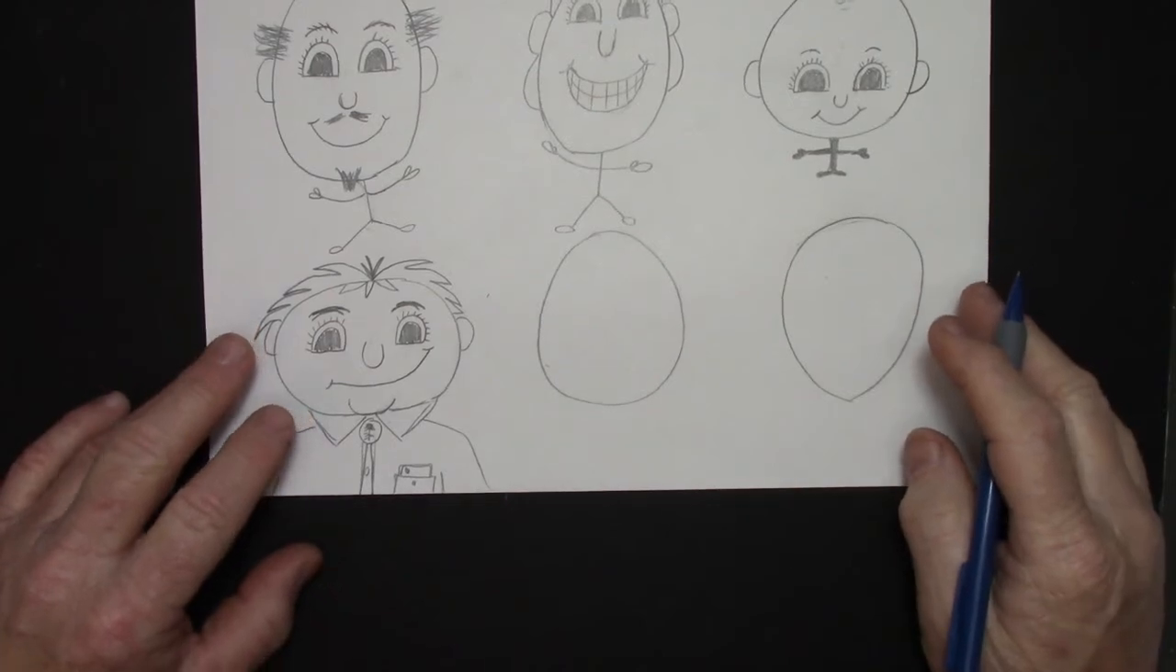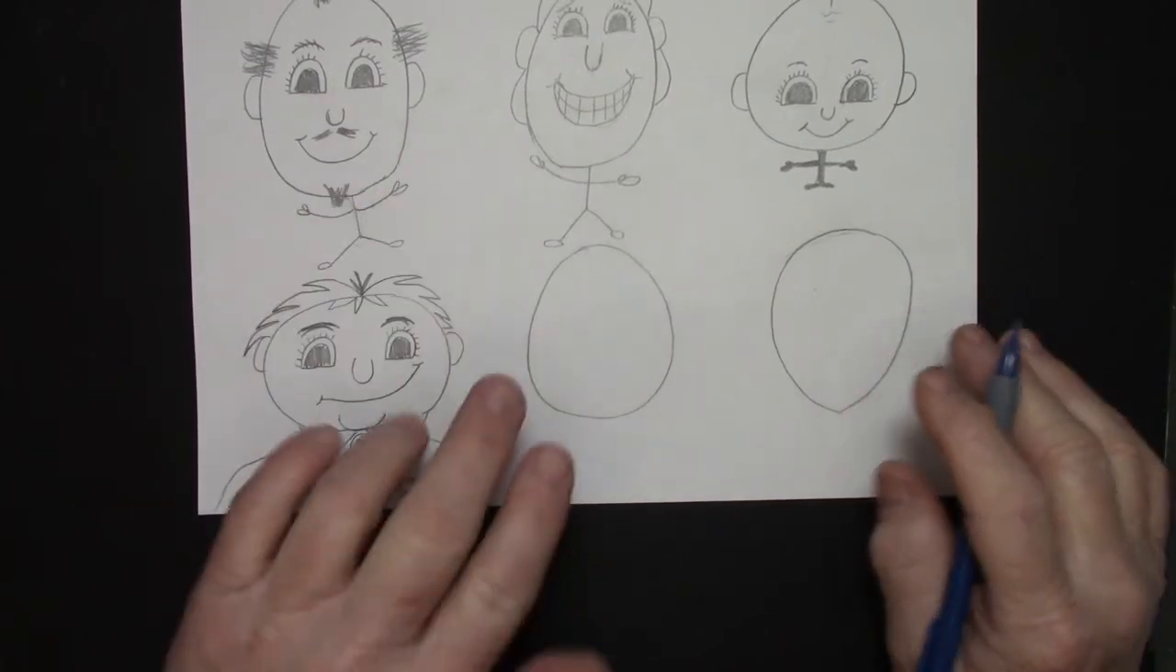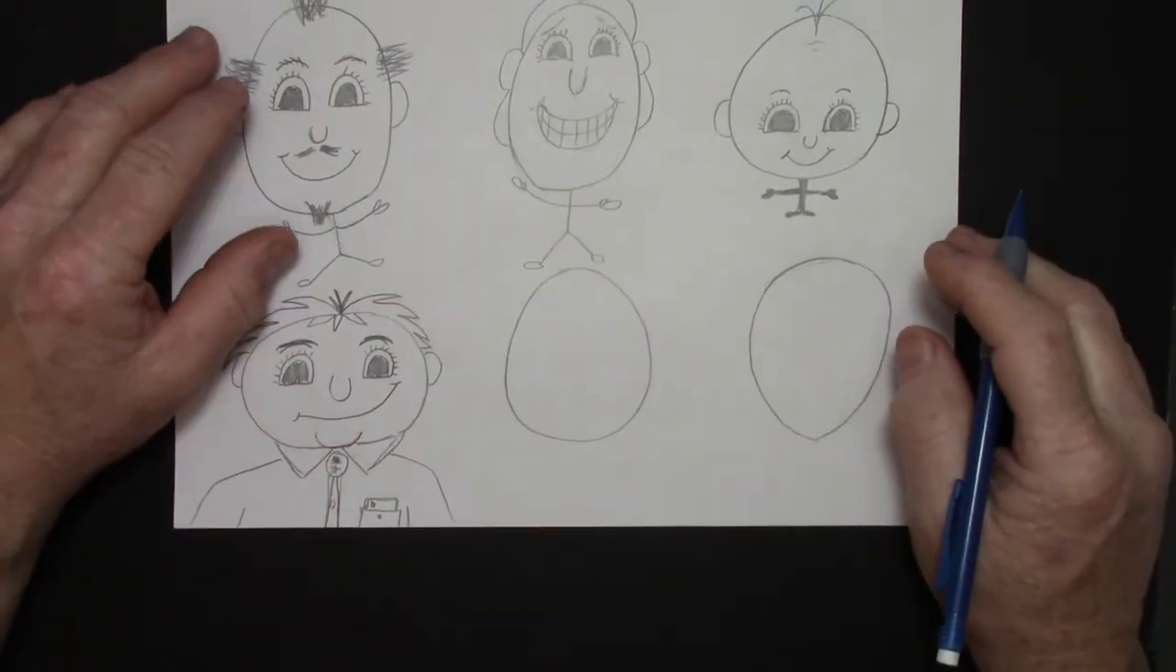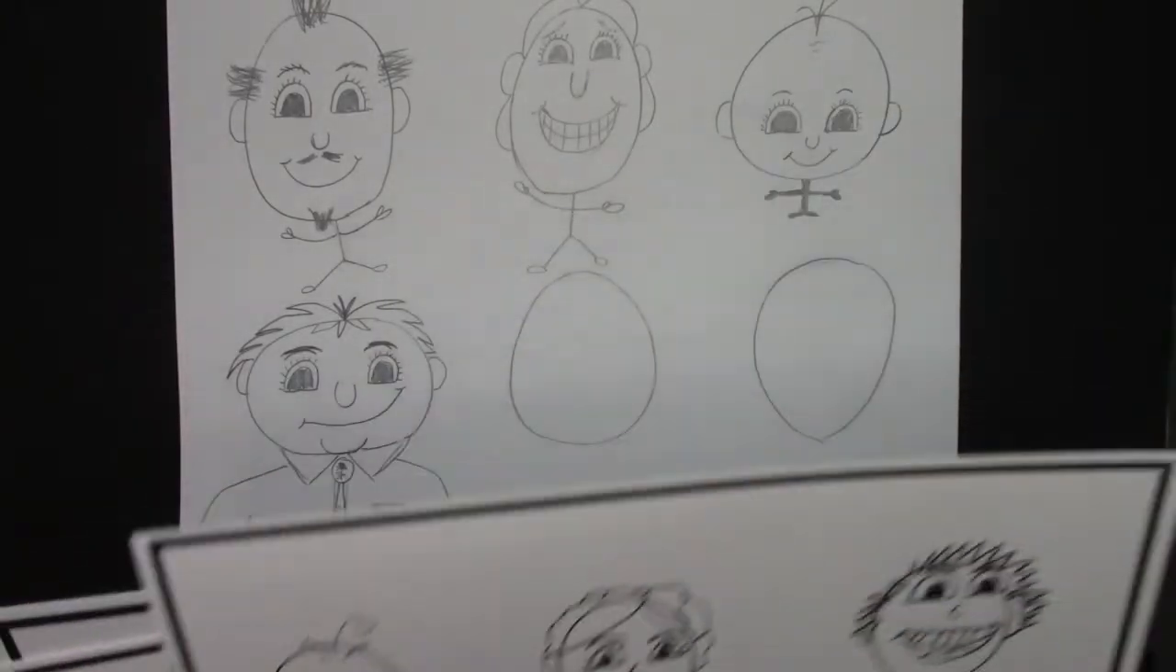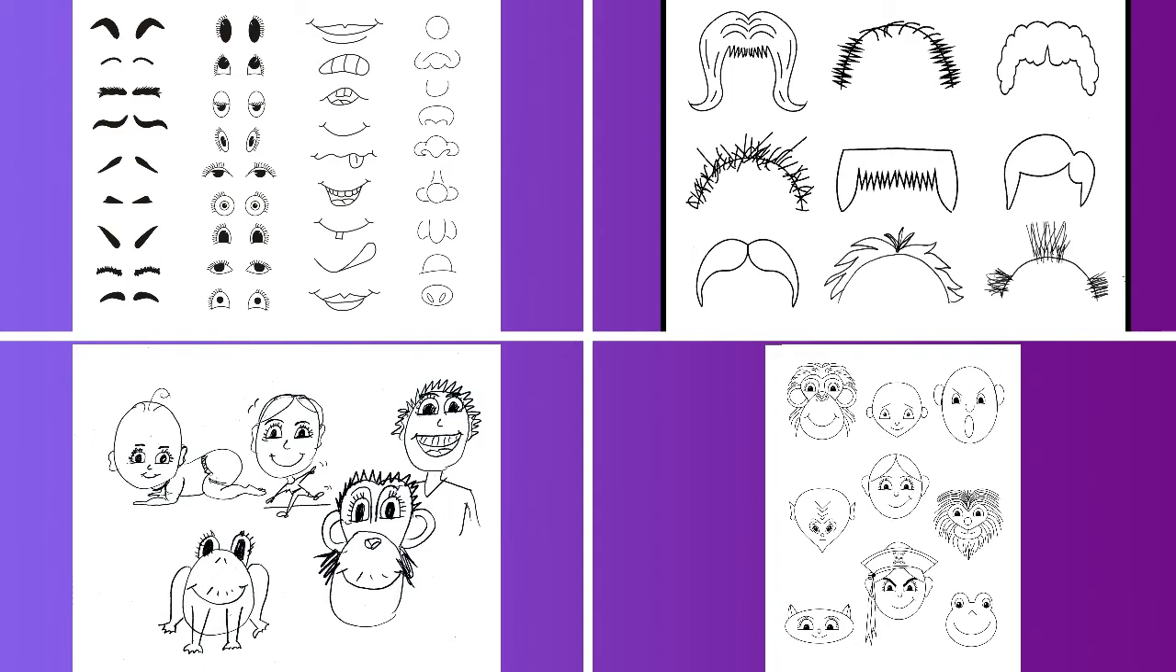Alright, there's that. Now, just do what you want to do on these two ovals. And I'm going to get this feature sheet out. If you want to color, then certainly color. I encourage you to color.